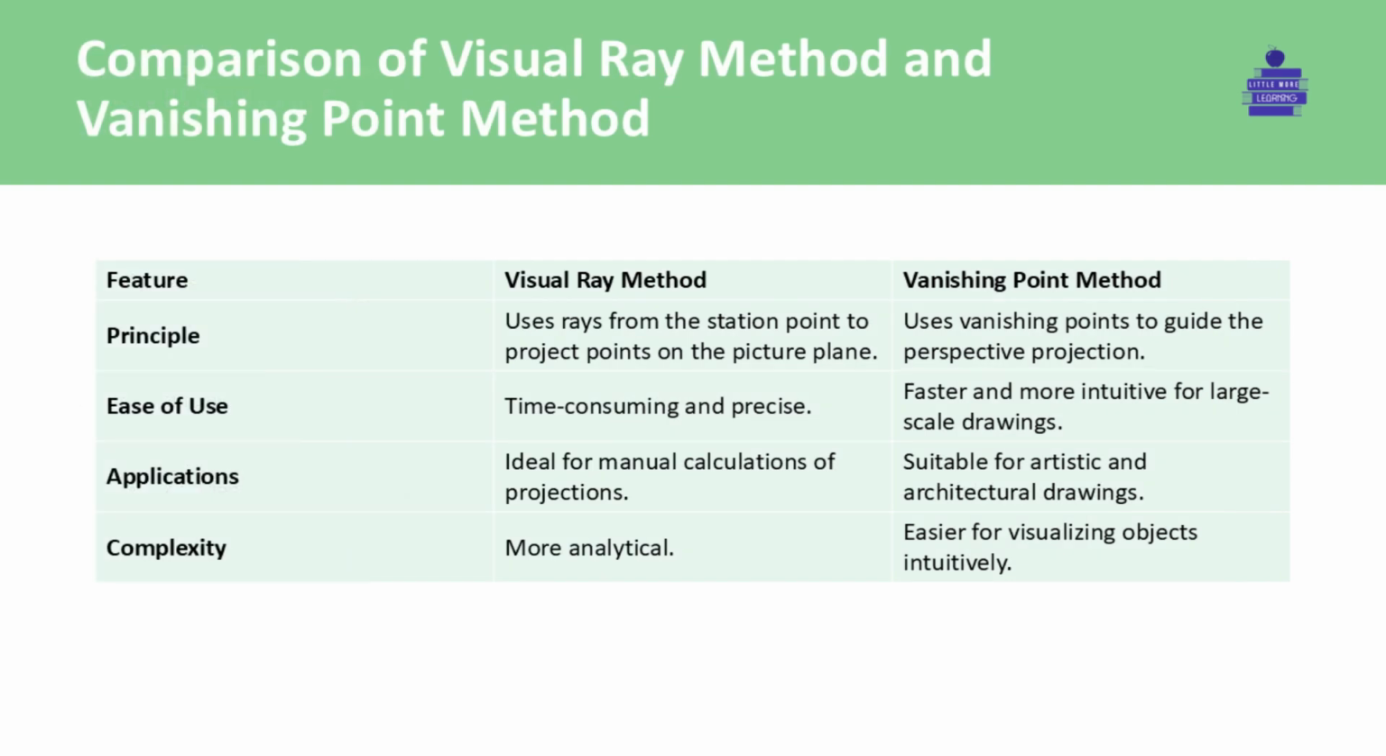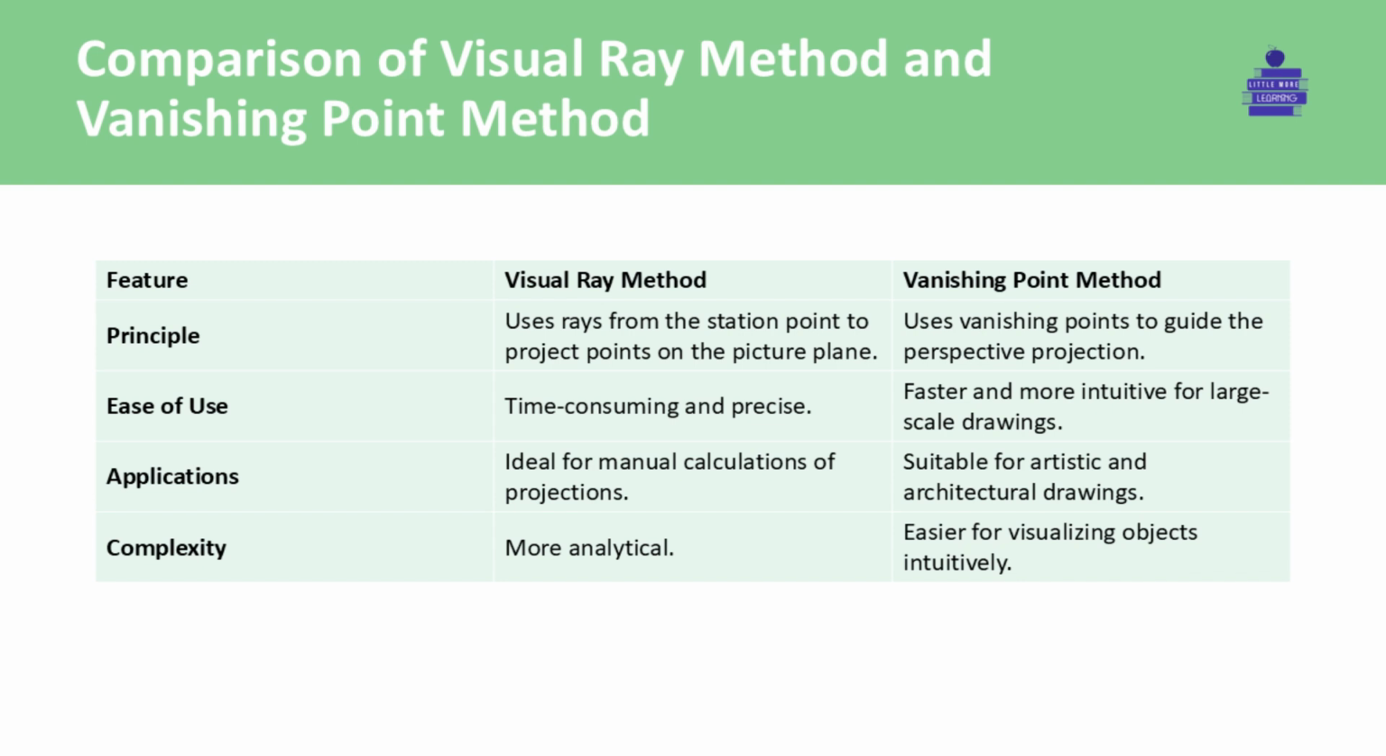Comparison of visual ray method and vanishing point method. The vanishing point method acts like a GPS, guiding with specific reference points, making it fast and intuitive for architectural drawings and larger projects. It is ideal for quick visualizations.